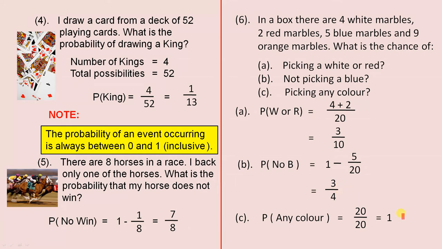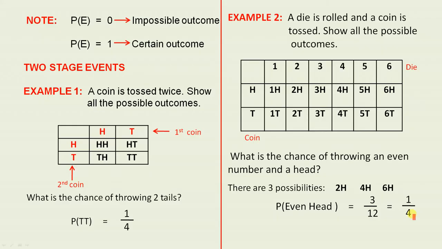The probability of picking any colour is 20 over 20, which is 1, because if you put your hand in, you must pick a colour. It's a certain event. So note, if the probability of an event is 0, that means it's an impossible outcome. If the probability of an event is 1, that means it's a certain outcome.